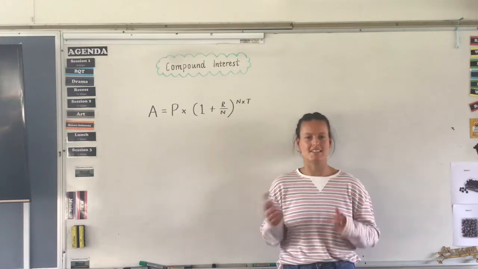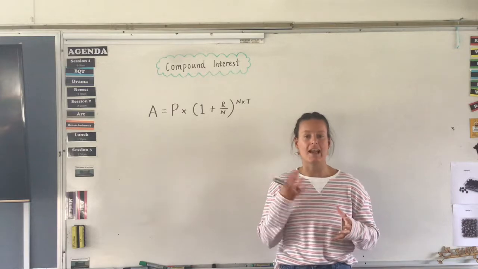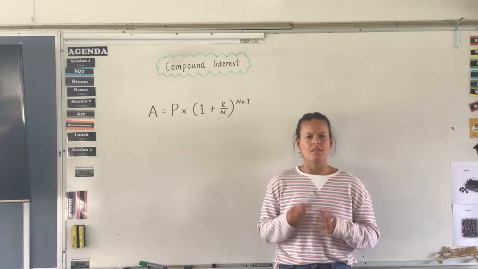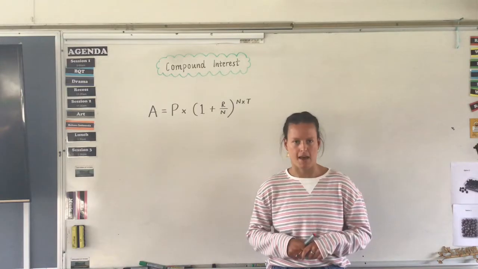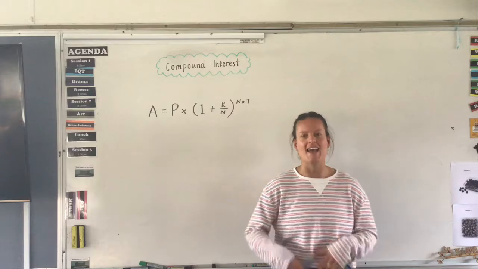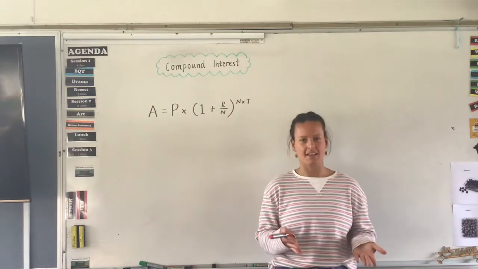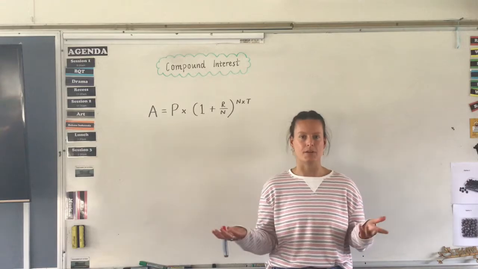Compound interest is slightly different to simple interest. The main difference with compound interest is that it actually grows each year. So what happens is, in the first year, the interest is calculated from the principal amount. But then in the second year, the interest is calculated from the first year. And in the third year, it is calculated from the second year's amount. So that's why the interest continues to grow as each year progresses.